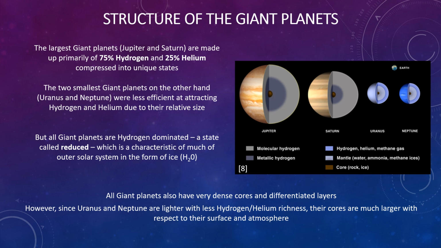The two smaller gas giants, on the other hand, Uranus and Neptune, were less efficient at attracting hydrogen and helium since they were smaller, and are in what we call a reduced state because they have a lot of ice. All of the giant planets have very dense cores in differentiated layers, and since Uranus and Neptune are much lighter and have less hydrogen and helium, their cores are comparatively larger than their surface area in their atmosphere.